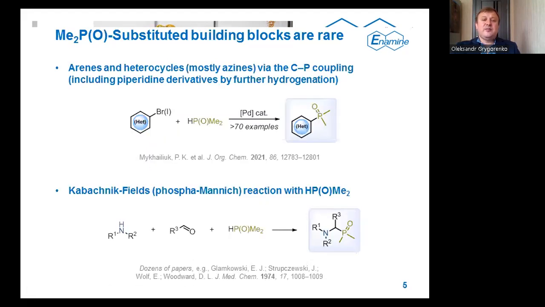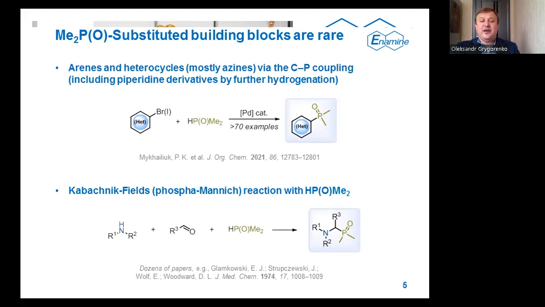It should be noted that at the moment, the PO-dimethyl substituted building blocks are quite rare. Very recently, another group from Enamine, advised by Pavlo Mykhailiuk, published a paper in JOC describing palladium-catalyzed C-P coupling of aryl and heteryl halides with dimethyl phosphine oxide.